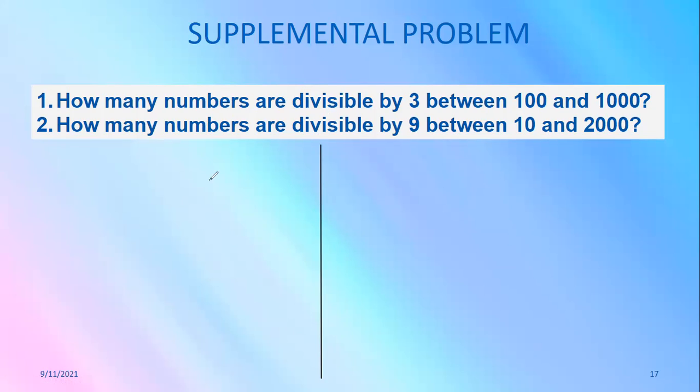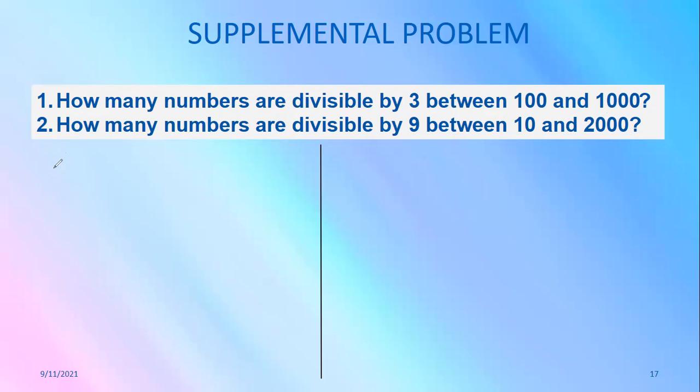So number 1, how many numbers are divisible by 3 between 100 and 1,000? Okay. So how many numbers are divisible by 3 between 100 and 1,000?